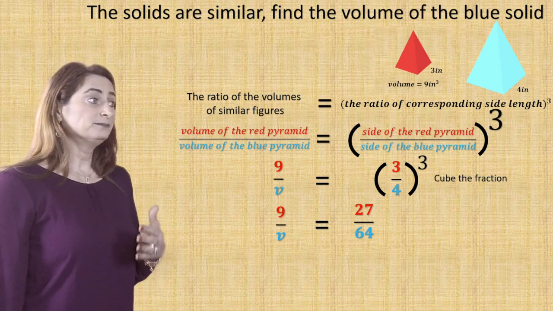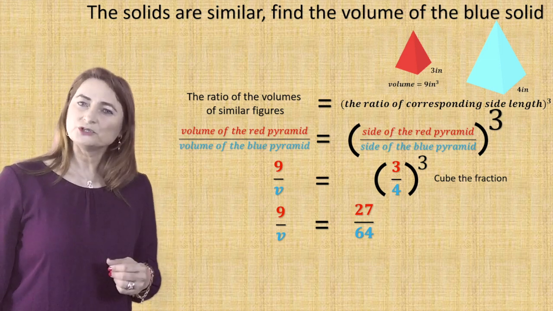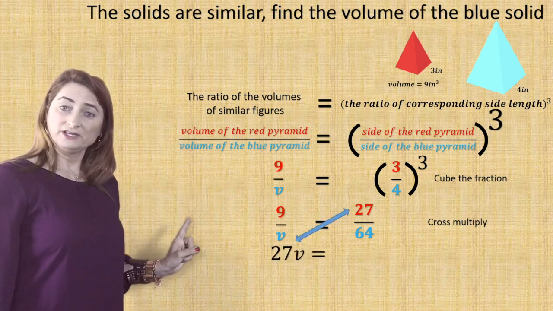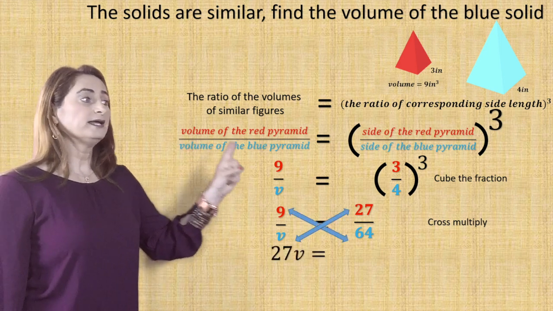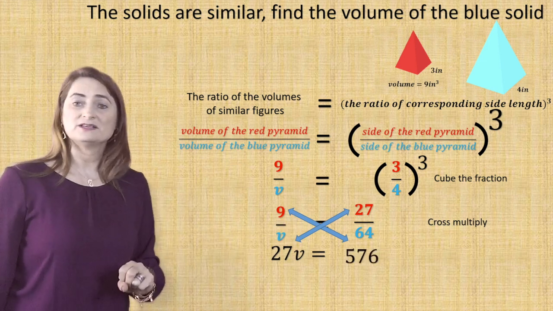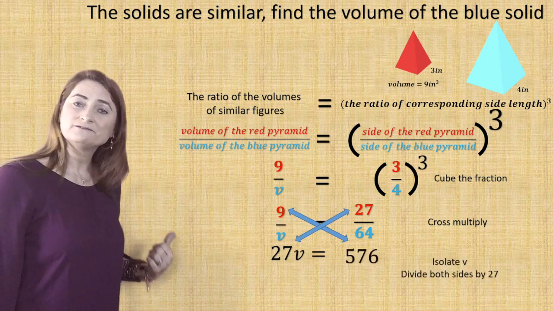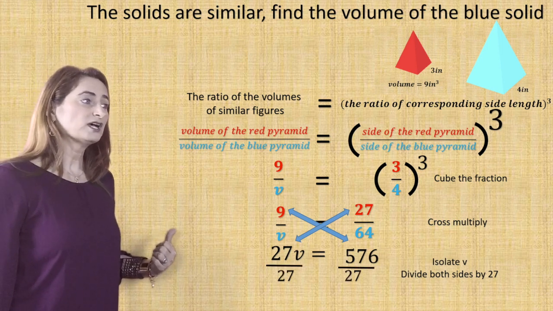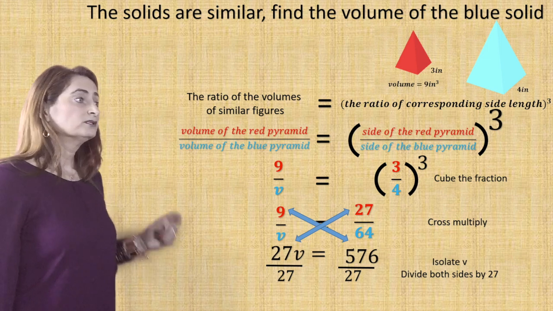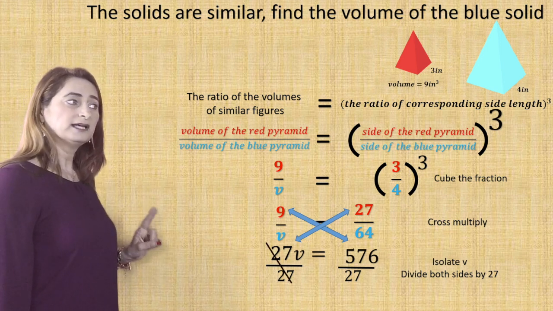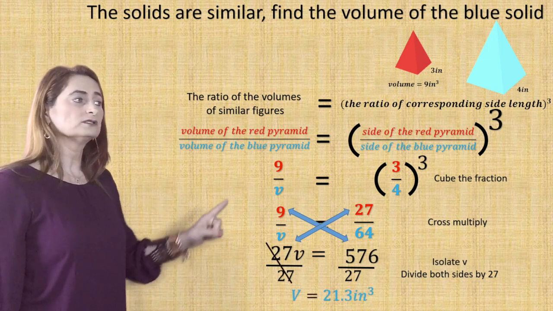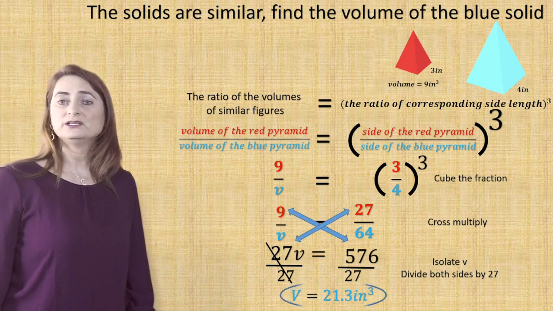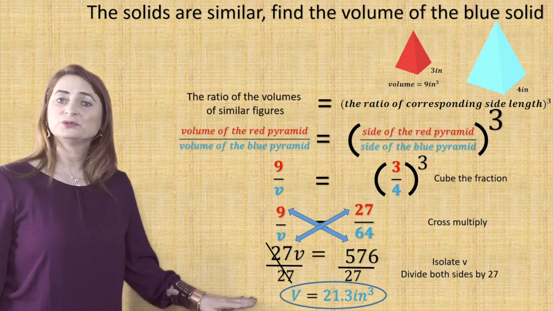Now to find the missing value of a proportion, you cross multiply. 27 times V is 27V, and equal 9 times 64 is 576. Now I need to isolate V by itself, which is the volume of the blue figure, by dividing both sides by 27. 27 divided by 27 cancels each other, so the volume equals 576 divided by 27, which is 21.3 inches cubed, and that is the volume of the blue figure.